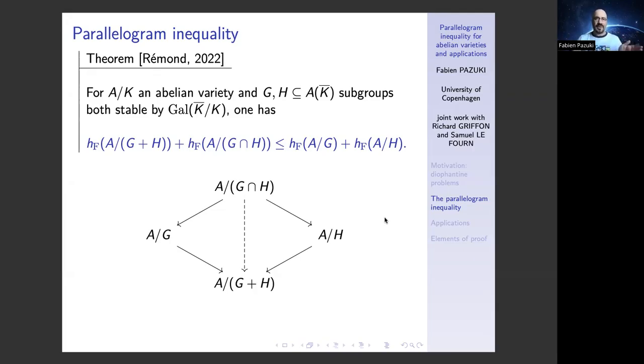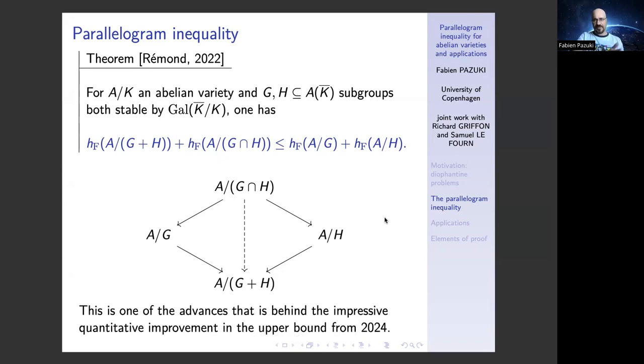Okay, so what is the parallelogram inequality? It looks like a little bit of a technical inequality between four abelian varieties that are linked by isogenies. Basically, this is what you have in front of you on the screen. And if it was only this, maybe if you don't love heights, you would think, okay, fine, you have an inequality between some heights. But this is actually at the source of the improvements in the various diophantine problems. Okay, so this is the inequality. It's over number fields. This is what was used to improve the bound.